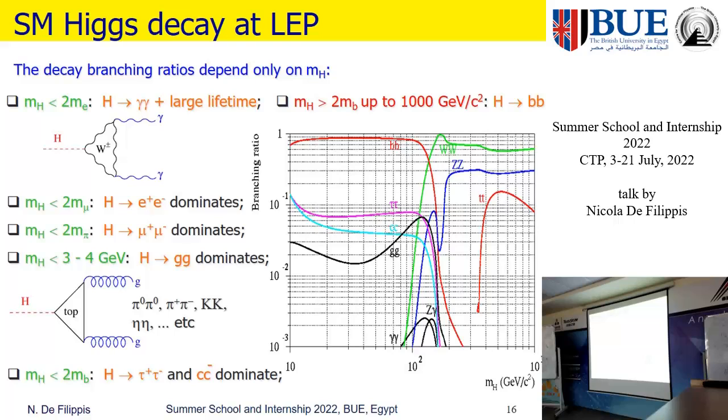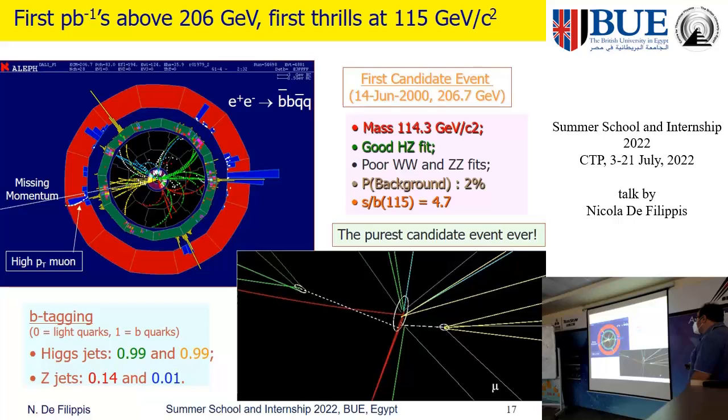So X to gamma gamma, if it was very light, then X to leptons, e, mu, mu, X to gamma gamma, gluon gluon, and then X to tau tau, c c-bar, and then for larger values of the X mass, you could produce on mass shell WW and ZZ. So, as you can imagine, there was an incredible amount of research and analysis that was performed.